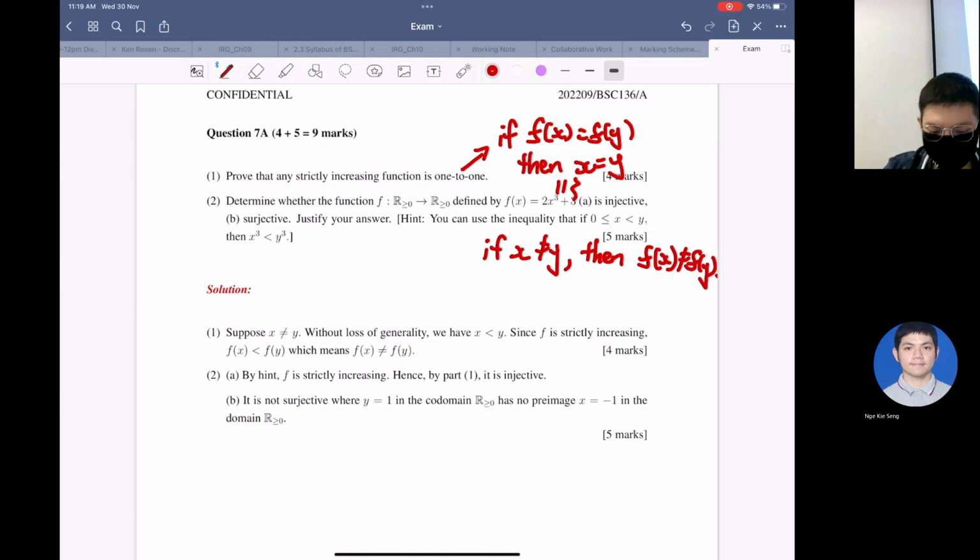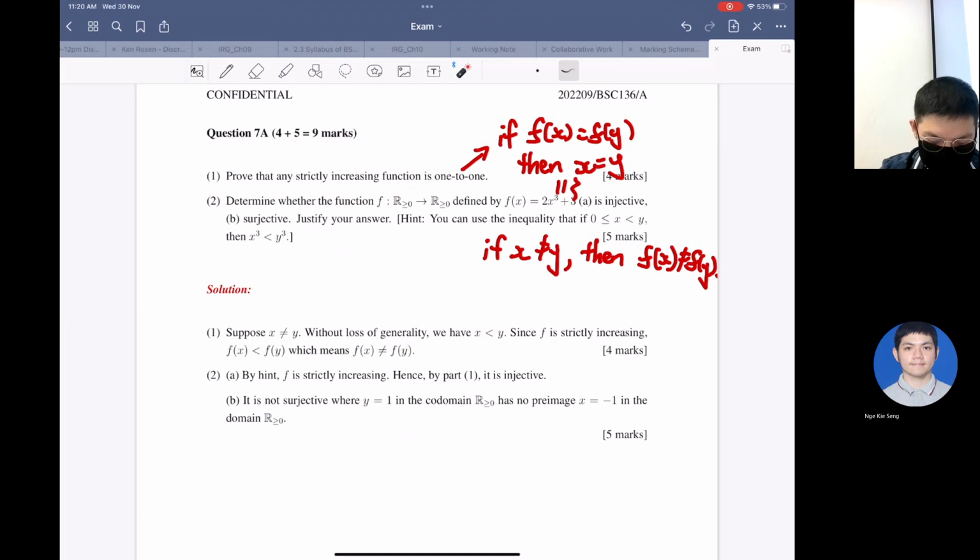Okay, so suppose f(x) is not equal to f(y), then there's two cases, whether x is greater than y or x is less than y. But these two cases are symmetric, so you just need to do one. Suppose x is less than y, then by strictly increasing, you know f(x) is strictly less than f(y), so they are not equal. So done. Okay.